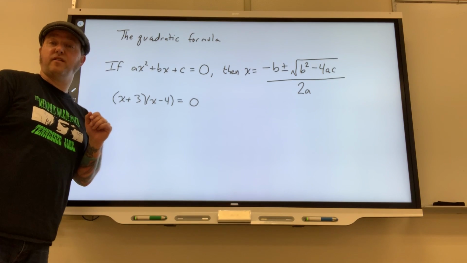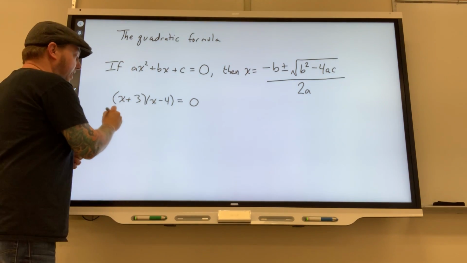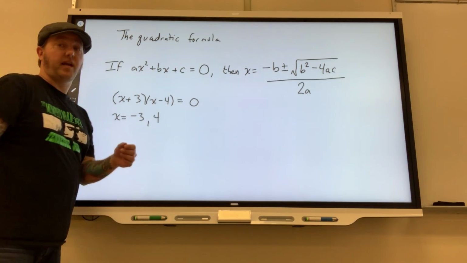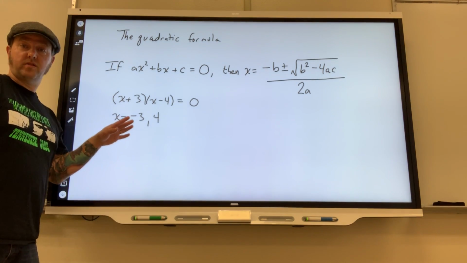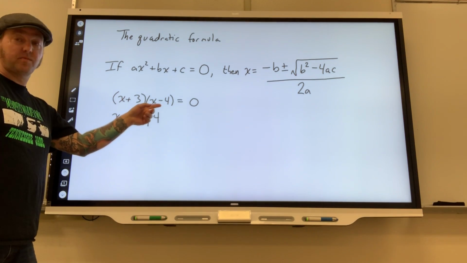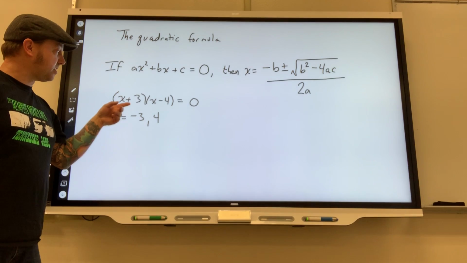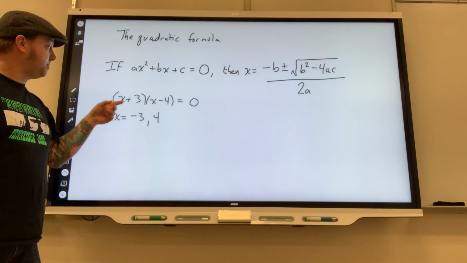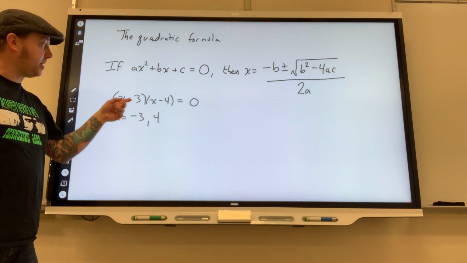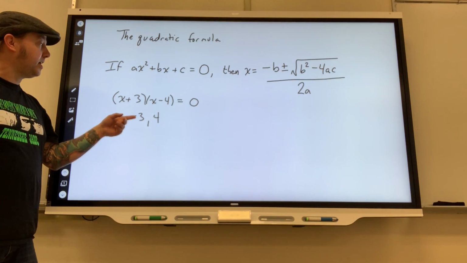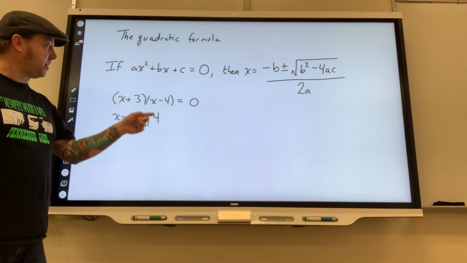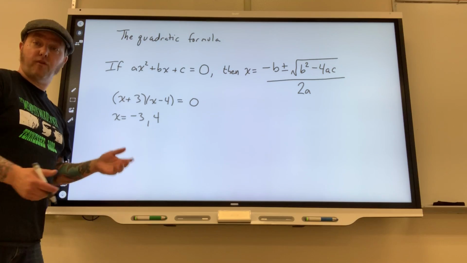This is already factored for us. So x would equal -3 or 4. Is that right? Zero product property says x plus 3 times x minus 4 equals 0. Either this is 0 or this is 0. Well, if x plus 3 is 0, -3 plus 3 would be 0, so x would be -3. If x minus 4 is 0, x would equal 4, because 4 minus 4 is 0.